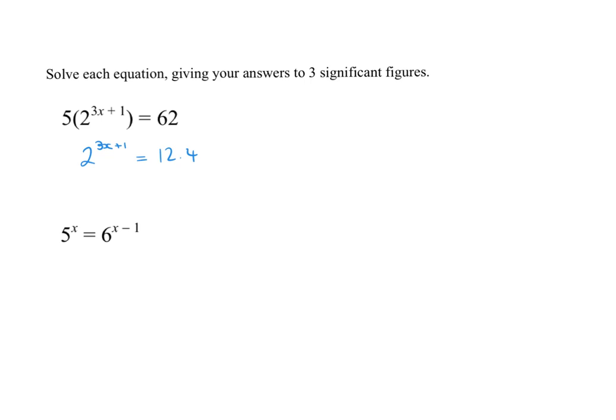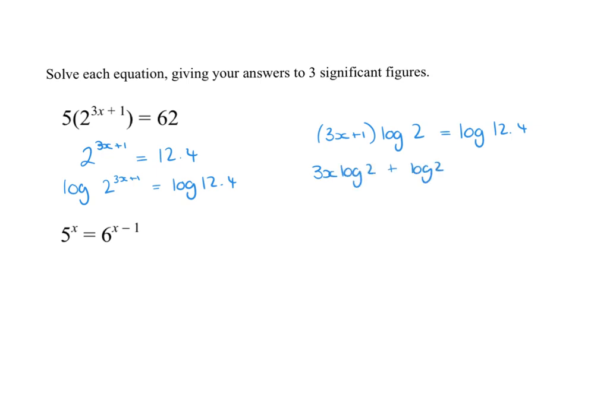Now I'm going to take logs of both sides. So I'm going to use log base 10 and I'm going to get log 2 to the power of 3x plus 1 is equal to log 12.4. Now what I can do is use my power rule to bring down the 3x plus 1. So I'm going to end up with (3x plus 1) log 2 is equal to log 12.4. Now I'm going to expand the bracket to give 3x log 2 plus log 2 is equal to log 12.4.